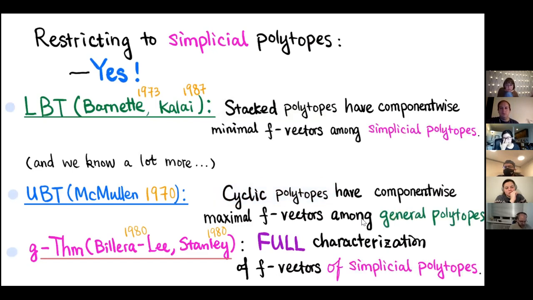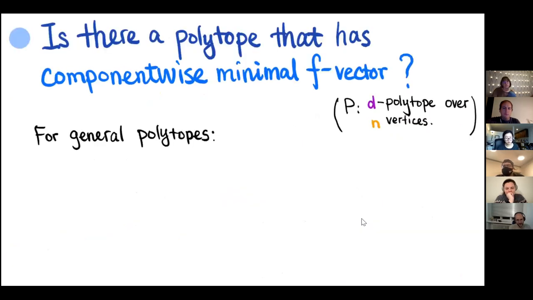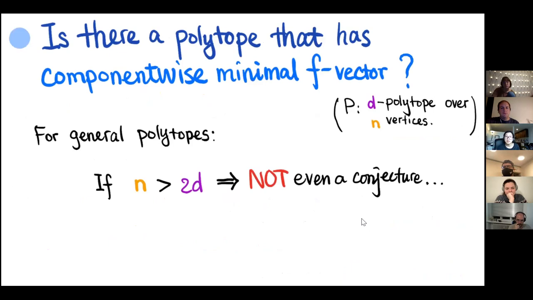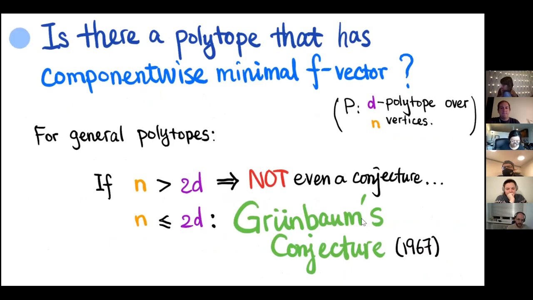I want to emphasize here that the upper bound theorem actually works for all general polytopes, but not the lower bound theorem. So we can go back to our question and still focus on the general polytopes. For general polytopes, we actually know very little in this problem. In fact, if n, the number of vertices, is greater than 2 times the dimension, we didn't even have a conjecture. We only had a conjecture made by Grünbaum in 1967 for relatively small number of vertices. So that's when n is up to 2d.